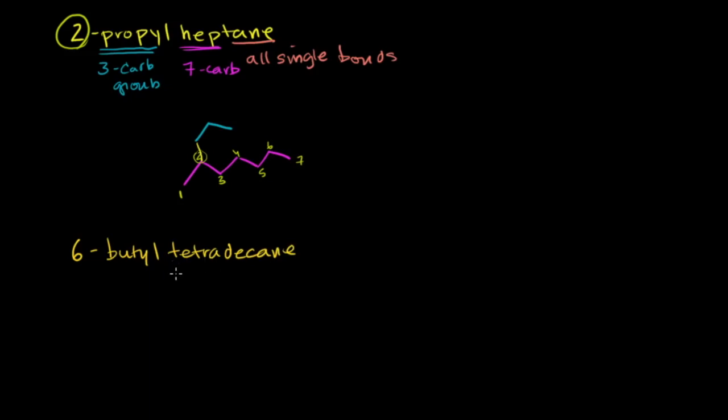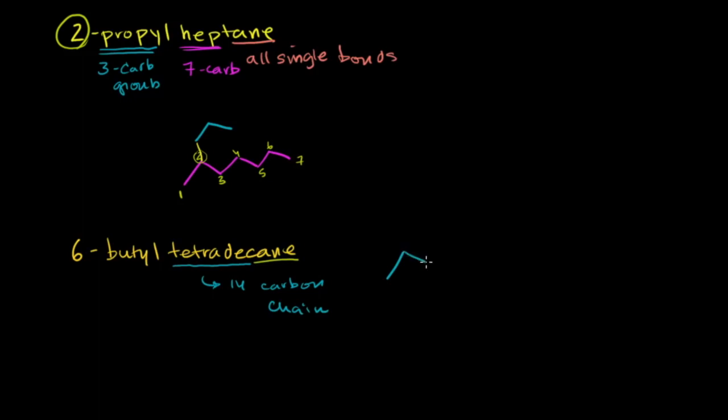6-butyl tetradecane. So let's solve that. First of all, tetradecane shows 14 carbons. This is an example for the JEE Main. Be careful, my dear friends. Tetradecane has 14 carbons, and all have single bonds only.